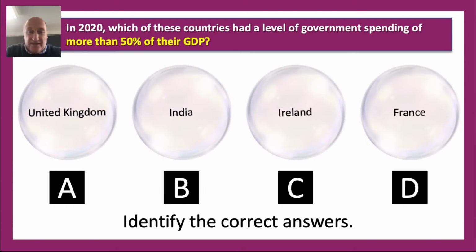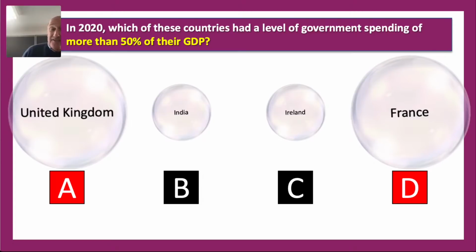Seth Aggiano thinks A, B, D. And Sonny thinks A, B, D as well. Let's check the answer. It's A and D. Actually, government spending in India and Ireland is quite a long way below 50%. They're not very high government spending countries.